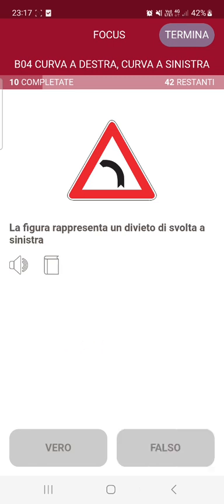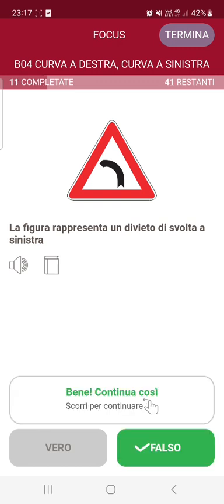La figura rappresenta un divieto di svolta a sinistra. Falso. This will not be divieto di svolta a sinistra. What is divieto di svolta a sinistra? A deviation to the left side is forbidden. Okay, but this one is just telling you that it is a curve on the left side. Okay, it's a curve left, a sharp corner to the left side. In Italy they call it curva a sinistra. So this one does not forbid you to turn left or to turn right or anything.